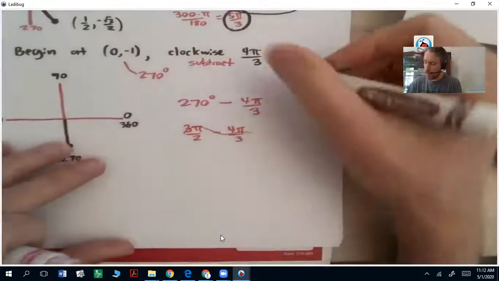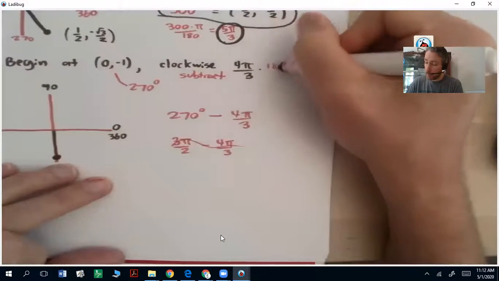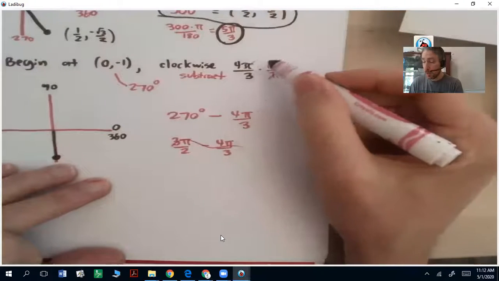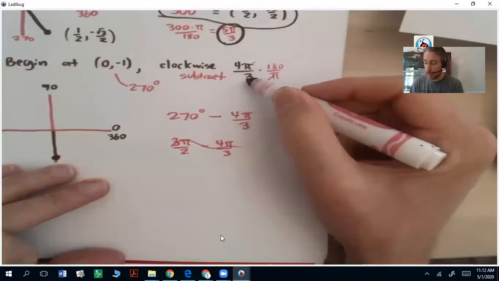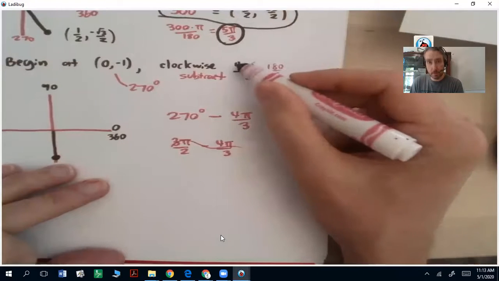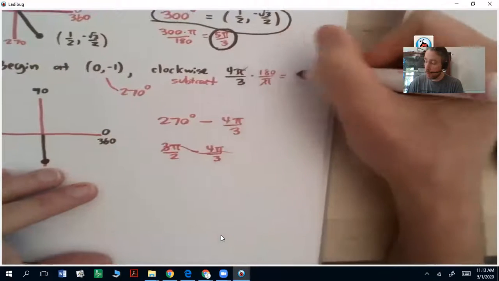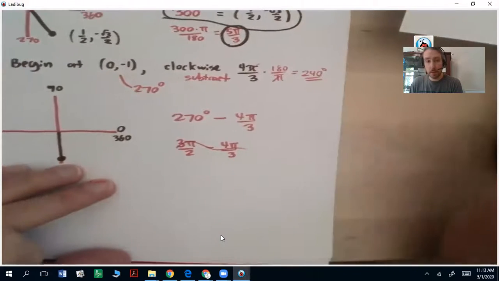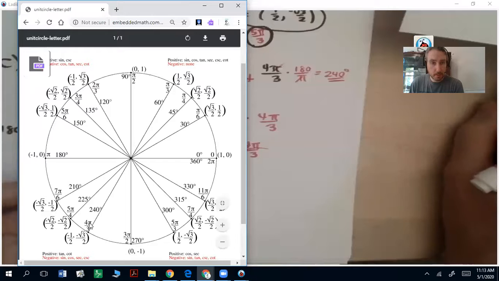And we're going to do 4 pi over 3. We're going to multiply that 4 pi over 3 times 180 over pi. Remember, if we're converting to a degree, we want to cancel those pi's out. So that's 4 times 180 divided by 3. Or you can do 180 divided by 3, which is 60, and then multiply that by 4. 6 times 4 is 24. So 60 times 4 will be 240 degrees. 240 degrees. And let's verify that. 240 degrees is 4 pi over 3.